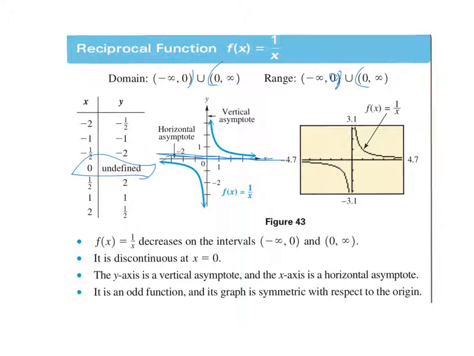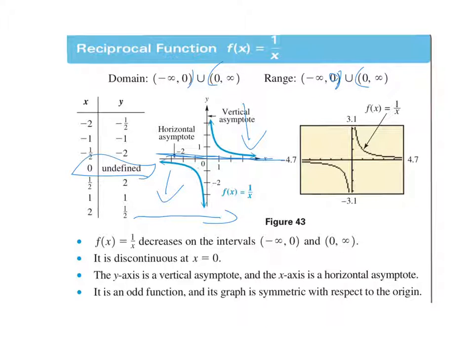Now, since it's just positive 1 over x, you notice it's constantly decreasing as the x value increases. For this branch here, the y values are decreasing. Likewise, for this branch, the y values are still decreasing. And since it's discontinuous at x equals 0, again, that's why 0 is not in the domain.